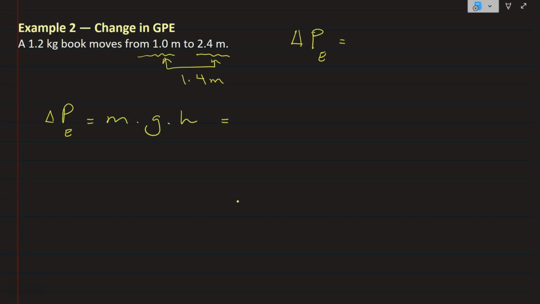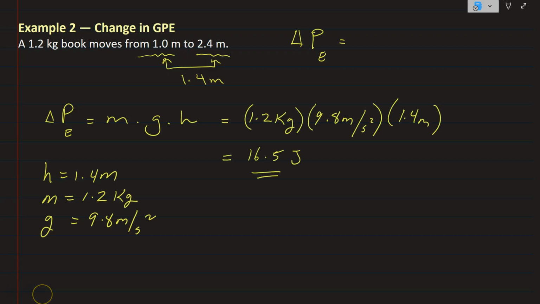And in this case, remember, your h is 1.4 meters. It's not 2.4, it's not 1. You have the mass is 1.2 and g is 9.8 meters per second squared. Plug numbers in and get the value. And when you do the calculation, you get 16.5 joules.